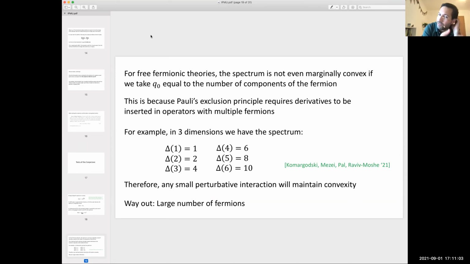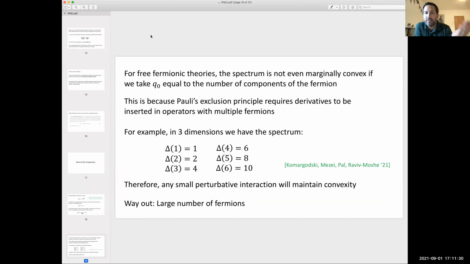So for example, if we look at free fermionic theories in 3 dimensions, the spectrum looks like this. The mass of charge 1 is 1, the mass of charge 2 is 2, but the mass of charge 3 is 4. So we see already it's not convex. The mass of charge 1 plus the mass of charge 2 is not even marginally equal to the mass of charge 3. So it's an order 1 difference.